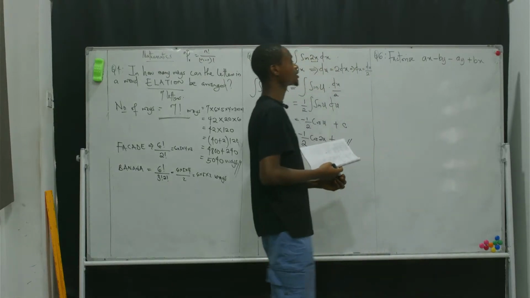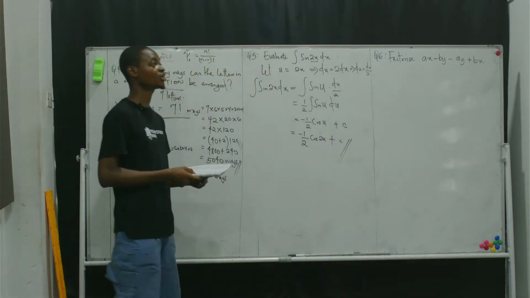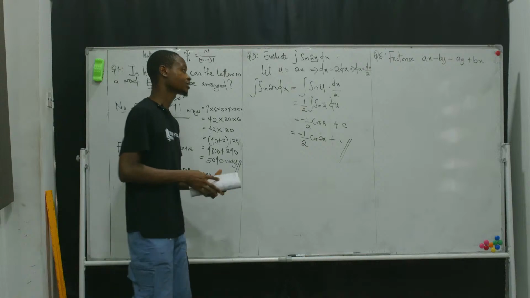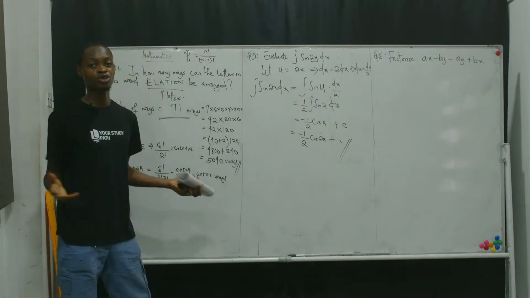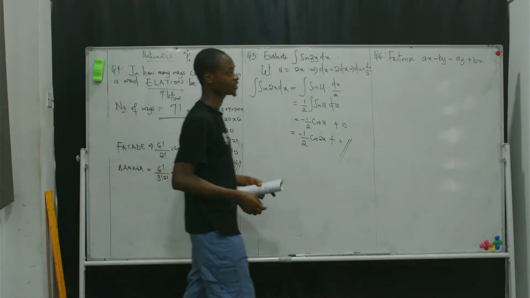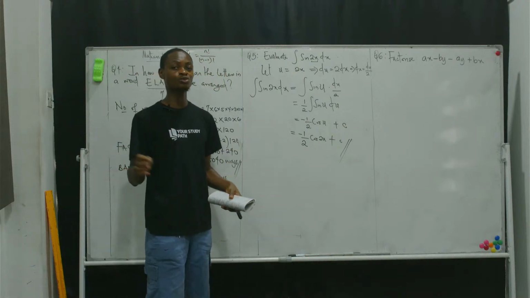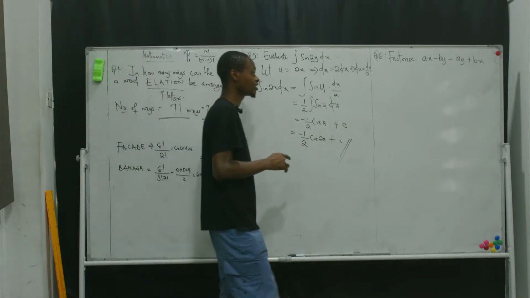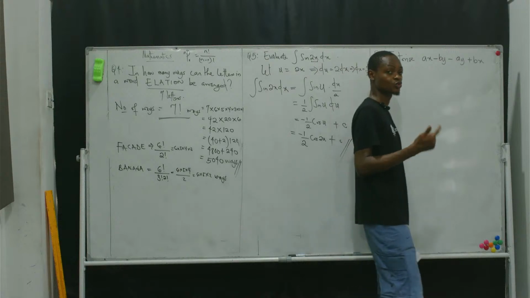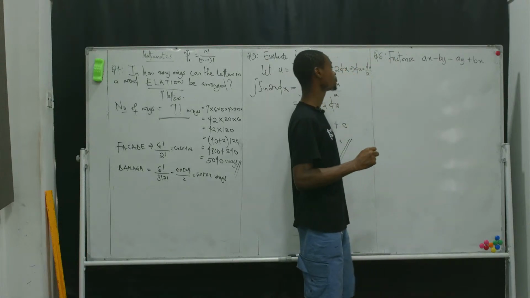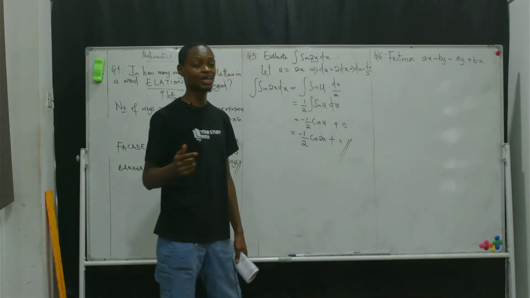So we have to factorize ax minus by minus ay plus bx. Now this is of course under polynomial and factorizations of those polynomials. In this case, this is a linear polynomial because all the variables I have here, the highest power on them is 1. So it's a linear polynomial. Now we have to factorize this.